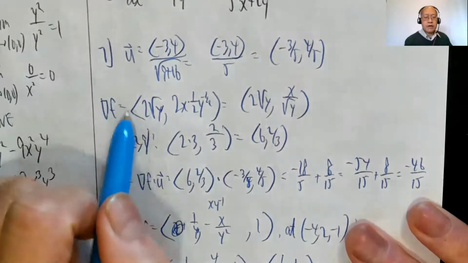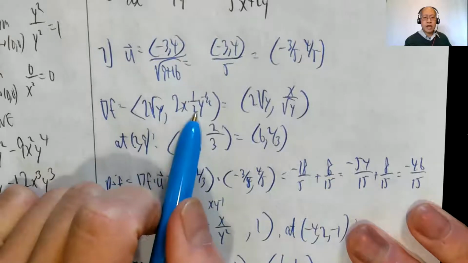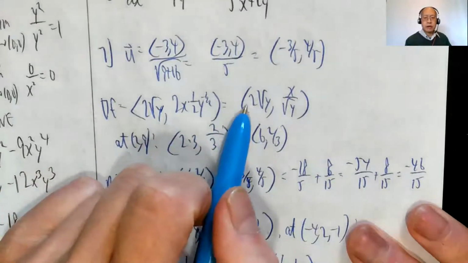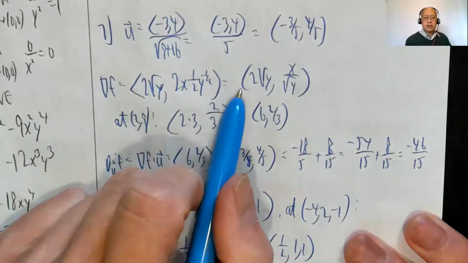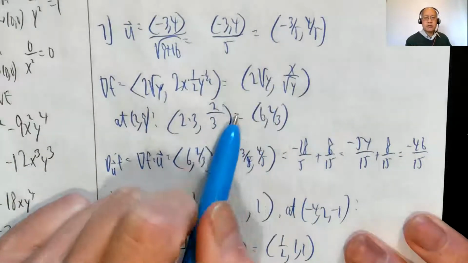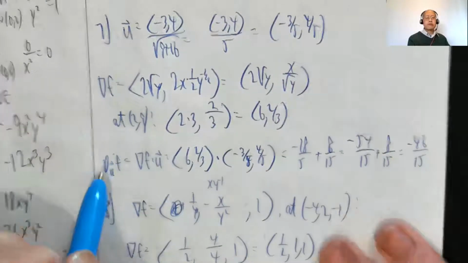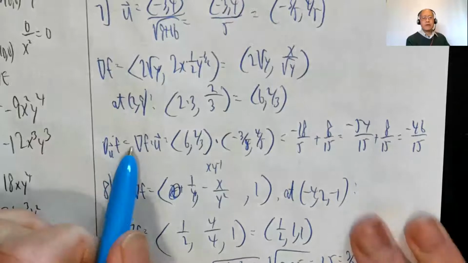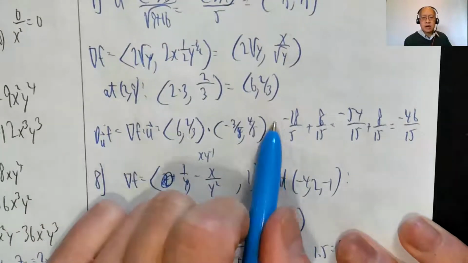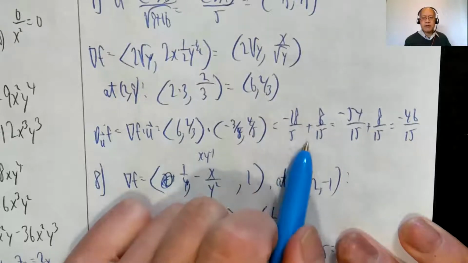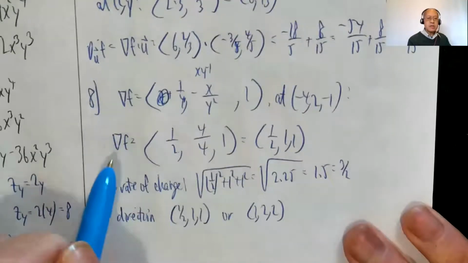The gradient vector del f is fx, 2 radical y, fy, 2x times 1/2 y to the negative half. That comes up to be (2 radical y, x over radical y). Plug in (2, 9): 2 times 3, and 2 over 3, or (6, 2/3). So the directional derivative of f in the direction of u is del f dot u, (6, 2/3) dot (negative 3/5, 4/5), which is negative 18 over 5 plus 8 over 15, comes out to be negative 46 over 15.